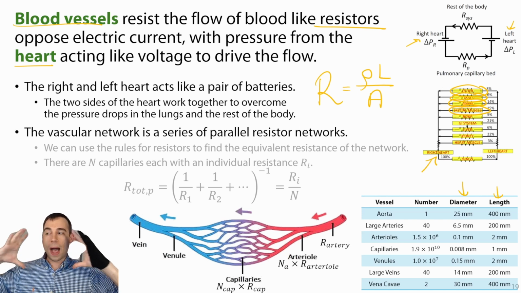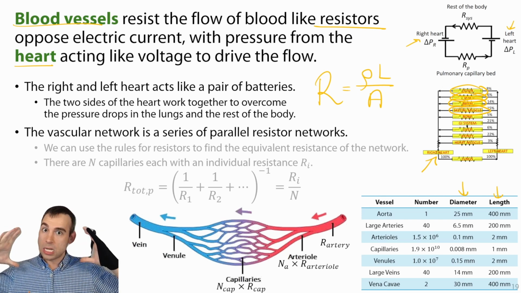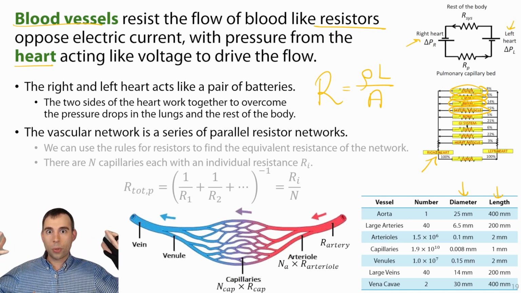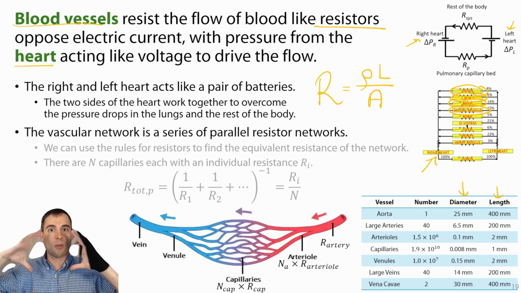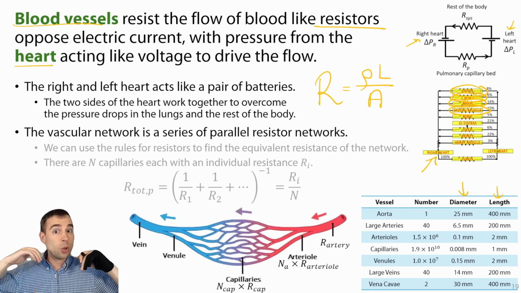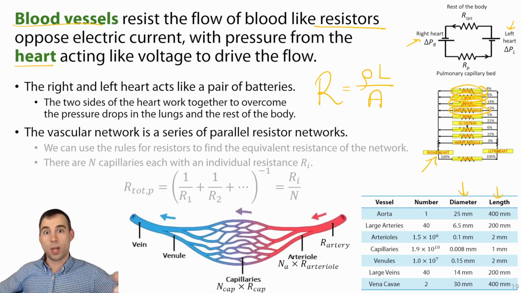The wider area that I have for a blood vessel, the easier it is for blood to flow through it, and so its fluid resistance would be lower for a larger area, but the fluid resistance would be greater for a longer length of blood vessel.